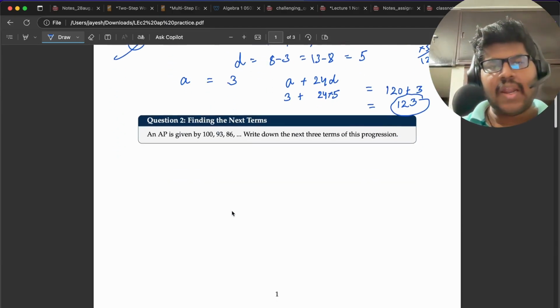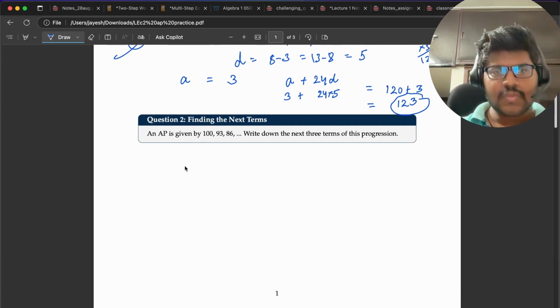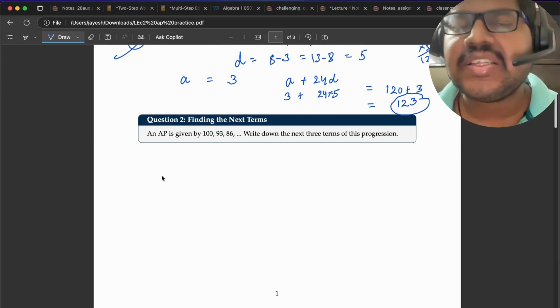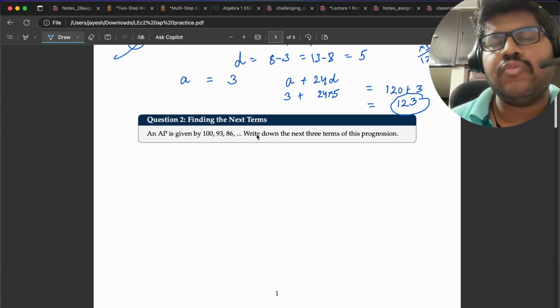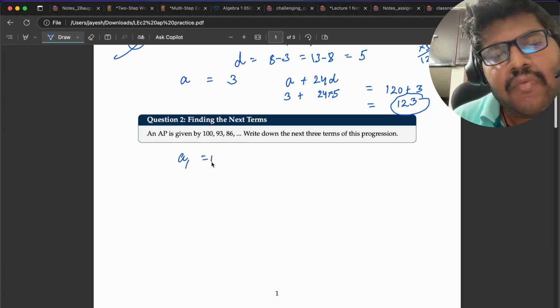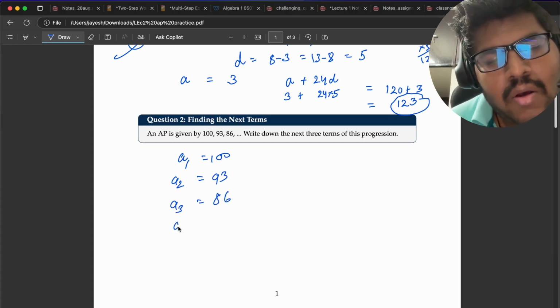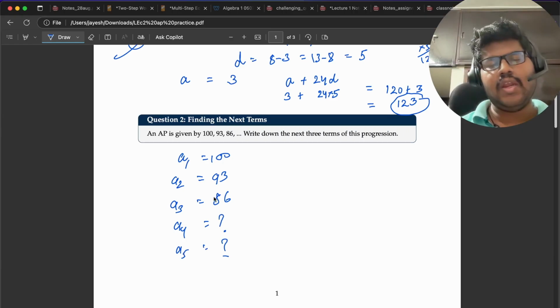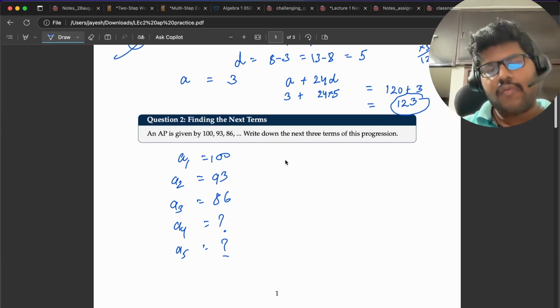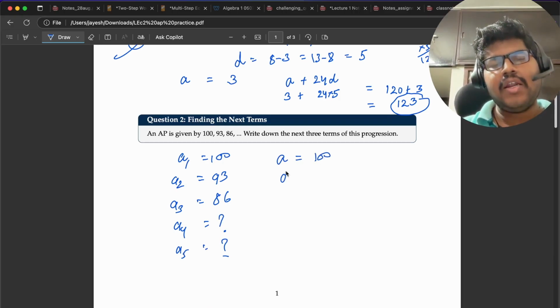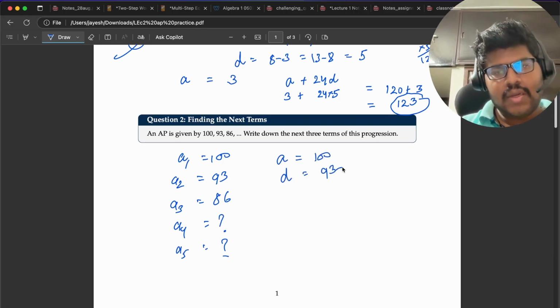Now, finding the next terms. Again the idea is the same. We have to find the next terms. So we can say A1 is 100, A2 is 93, A3 is 86. Now we have to find A4 and A5, right? First of all, what is the value of A? A is 100. And D is 93 minus 100, that is minus 7, right?